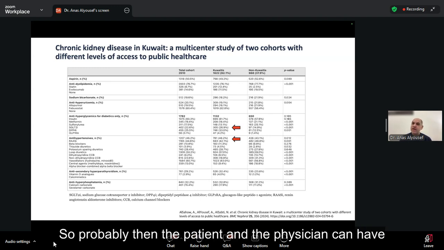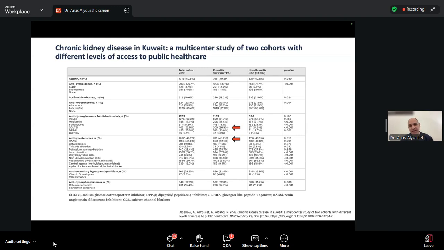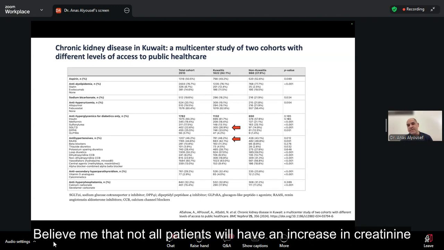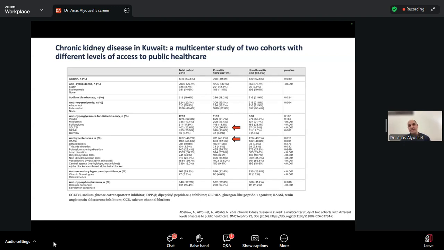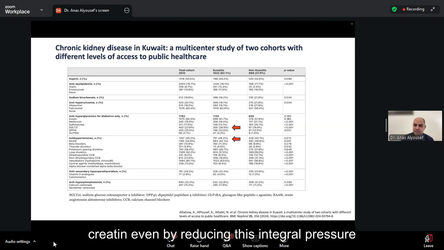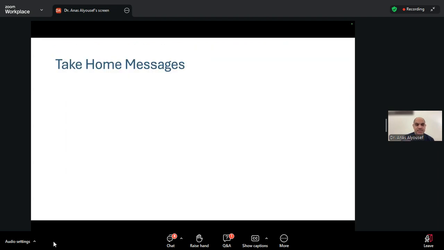So probably then the patient and the physician can have this mutual trust that the agent is working. And believe me, not all patients will have an increase in the creatinine. Sometimes you see patients with lower creatinine, even, by reducing this intraglomerular pressure.